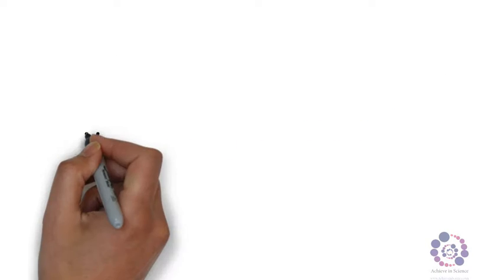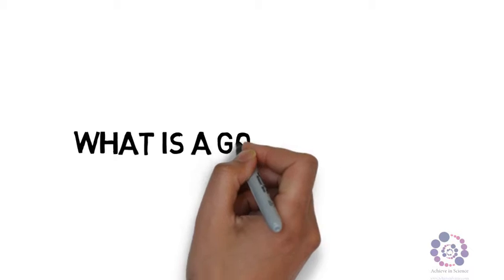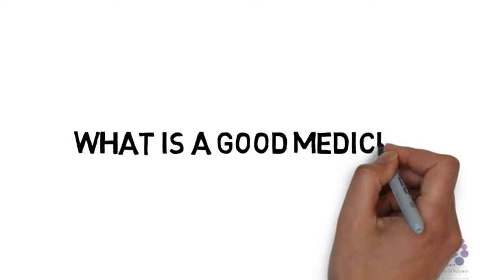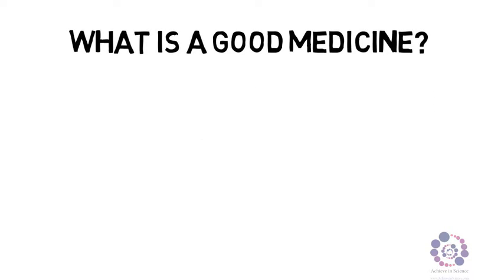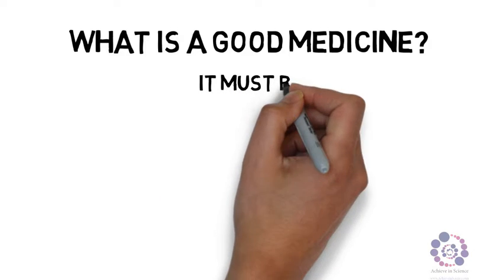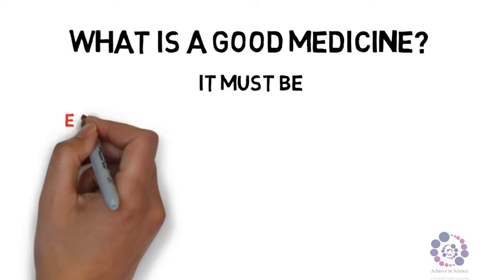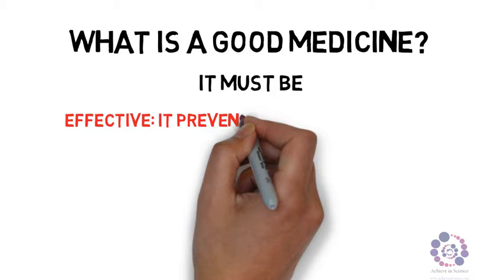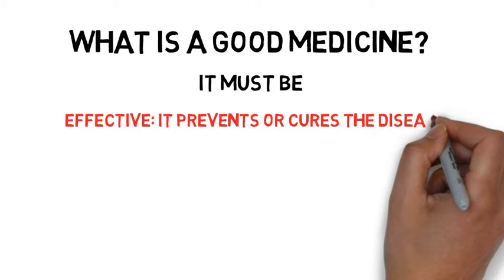Let us begin by reminding ourselves about what is a good medicine. A good medicine is something that is first of all effective. You take a medicine to at least prevent or cure a disease, or at minimum it should make you feel better.